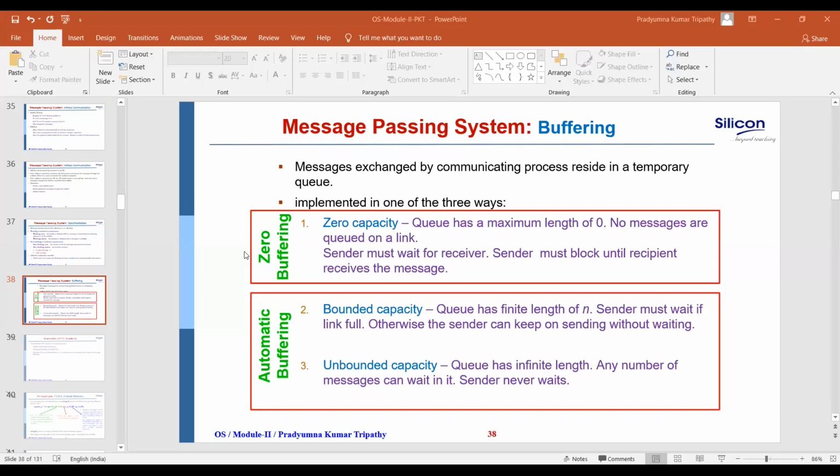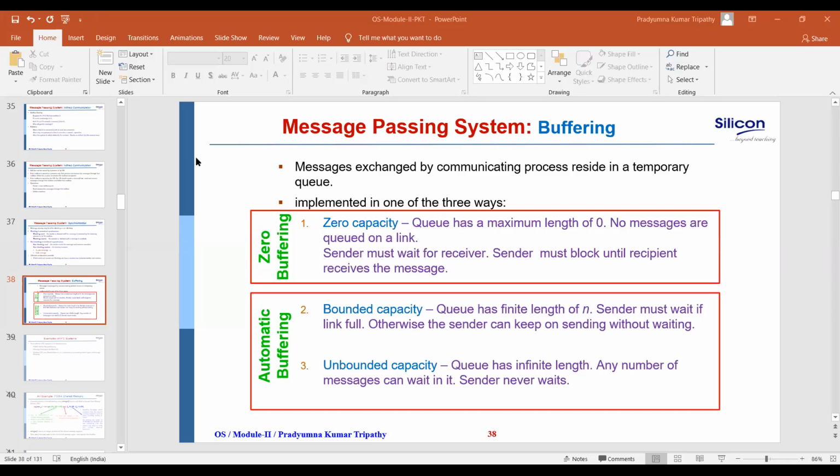Practically, or literally, unbounded capacity is not that. There is some limit always. Memory is always limited. It is not that you have unlimited memory there. But if you have very large memory, where many messages can be kept and there is no bound on that, then we say it is an unbounded capacity.